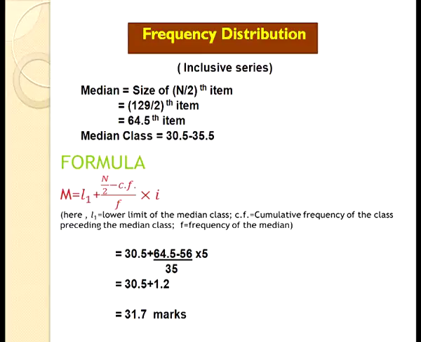Now we will write the formula. Median is equal to lower limit plus n by 2 minus Cf upon f into i. Over here, the lower limit is 30.5. The previous class cumulative frequency is 56. The frequency of the class is 35 and the class interval gap is 5. So, putting the values we get 30.5 plus 64.5 minus 56 divided by 35 into 5. We get 30.5 plus 1.2, that comes to 31.7 marks.